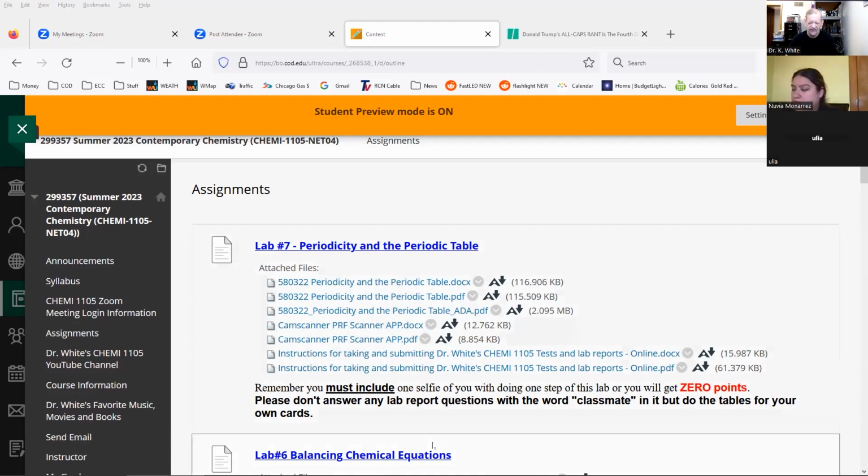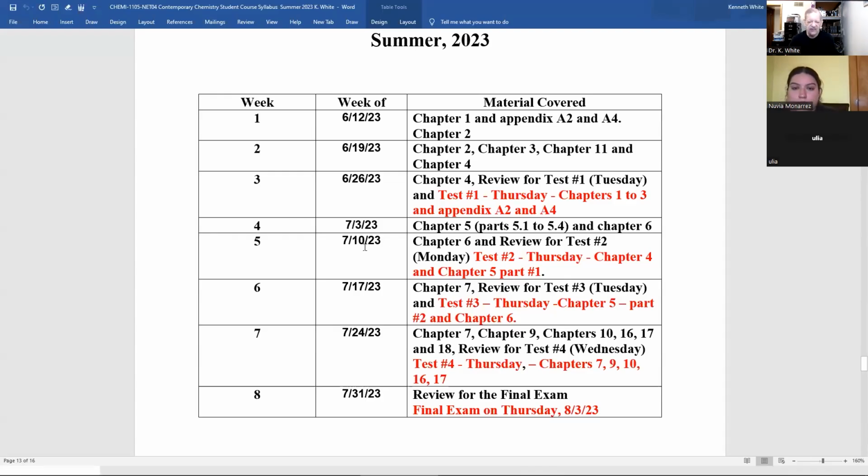All right, that's one thing. The other thing I'd like to point out, here's the syllabus, and notice the week of Thursday, July 10th, next week, will be test number 2. Either today or tomorrow, I will finish chapter 5, part 1. And at that point, I will have covered all the material on test number 2.